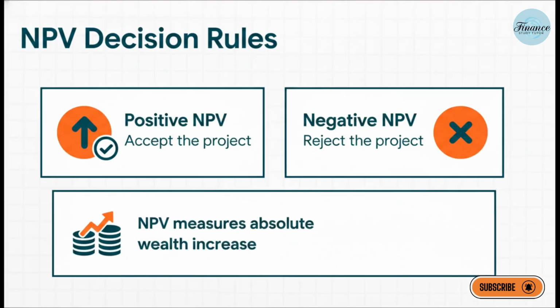So what do we actually do with that number? Well, the decision rules here are absolute, and you definitely need to memorize them. If the NPV is positive, you accept the project. Why? Because it means the project yields a return higher than your cost of capital, literally increasing the total wealth of the company. If the NPV is negative, you reject it because it would actively destroy company wealth. And keep this in the back of your mind for theory questions. NPV is widely considered the superior tool for project assessment. That's because it measures absolute wealth increase in real, actual dollar terms.